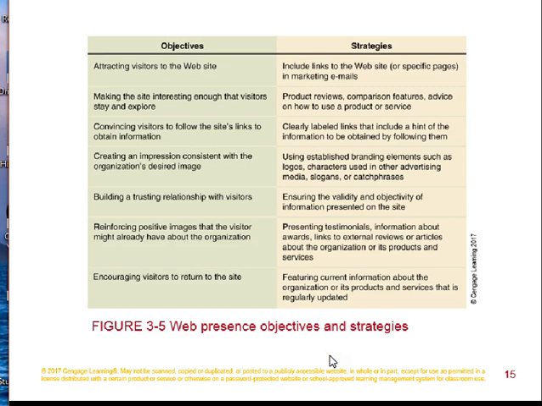Here we see web presence objectives and strategies to accomplish those. To attract visitors, you include links to the website in marketing emails. Making the site interesting: product reviews, comparison features, advice on how to use a product. Convincing users to follow the site's links to obtain information. Clearly labeled links that include a hint of the information to be obtained by following them. Users don't want to go down a blind alley. Creating an impression consistent with the desired image. Use established branding elements such as logos, characters used in other advertising media, slogans, and catchphrases. Building a trusting relationship with visitors, ensuring the validity and objectivity of information presented on the site.